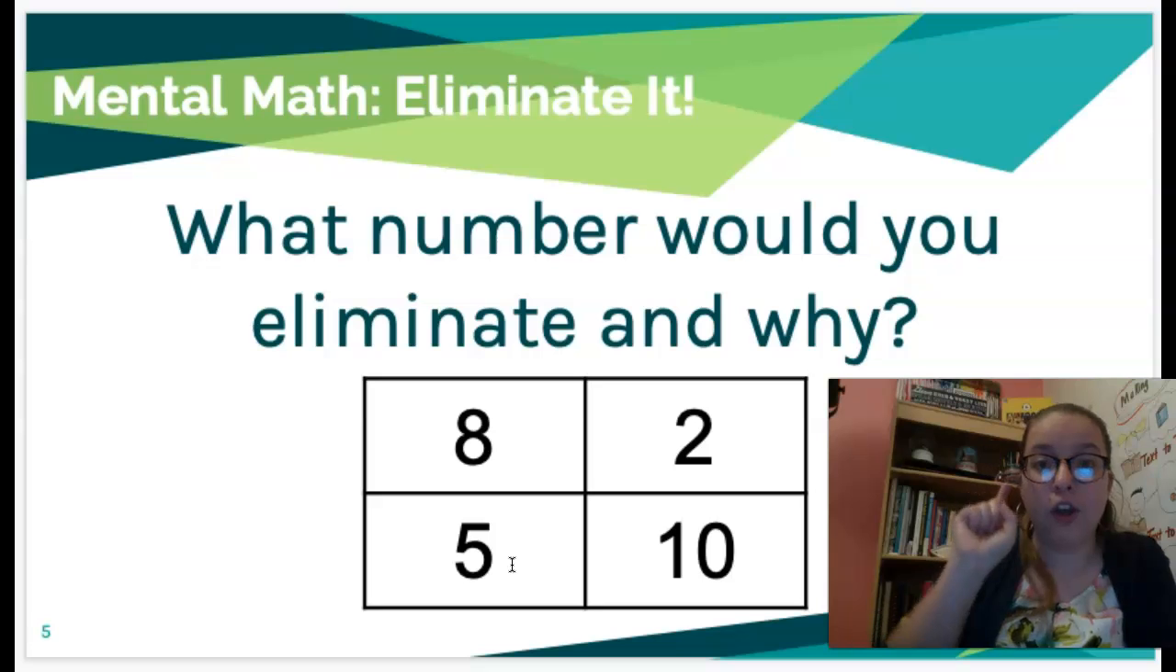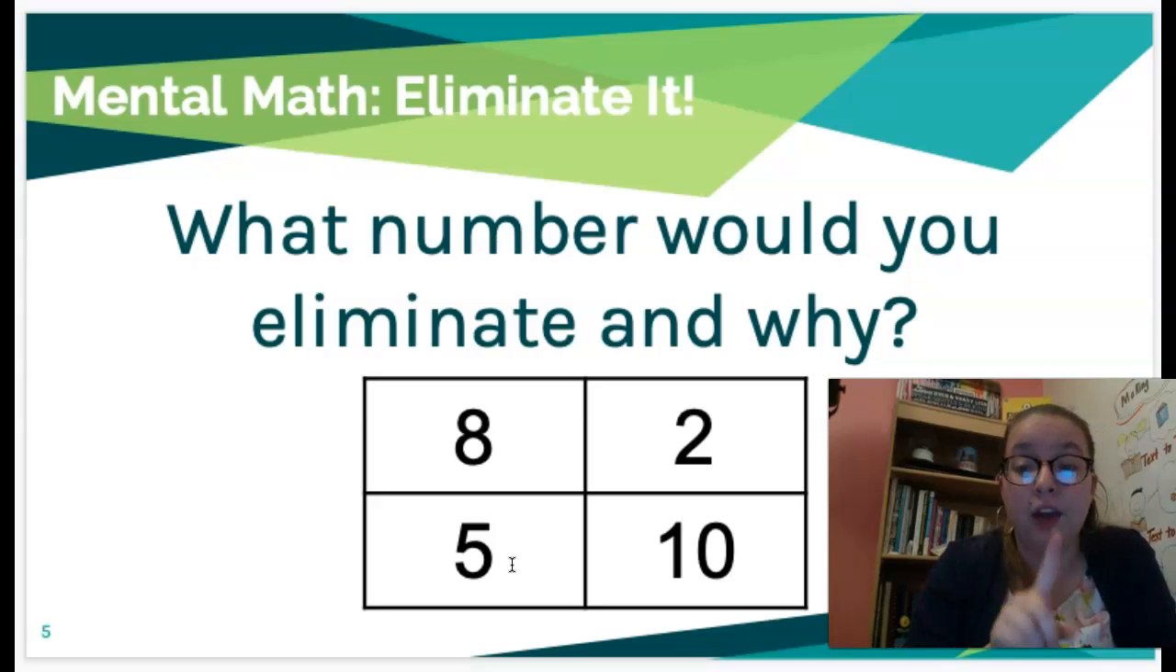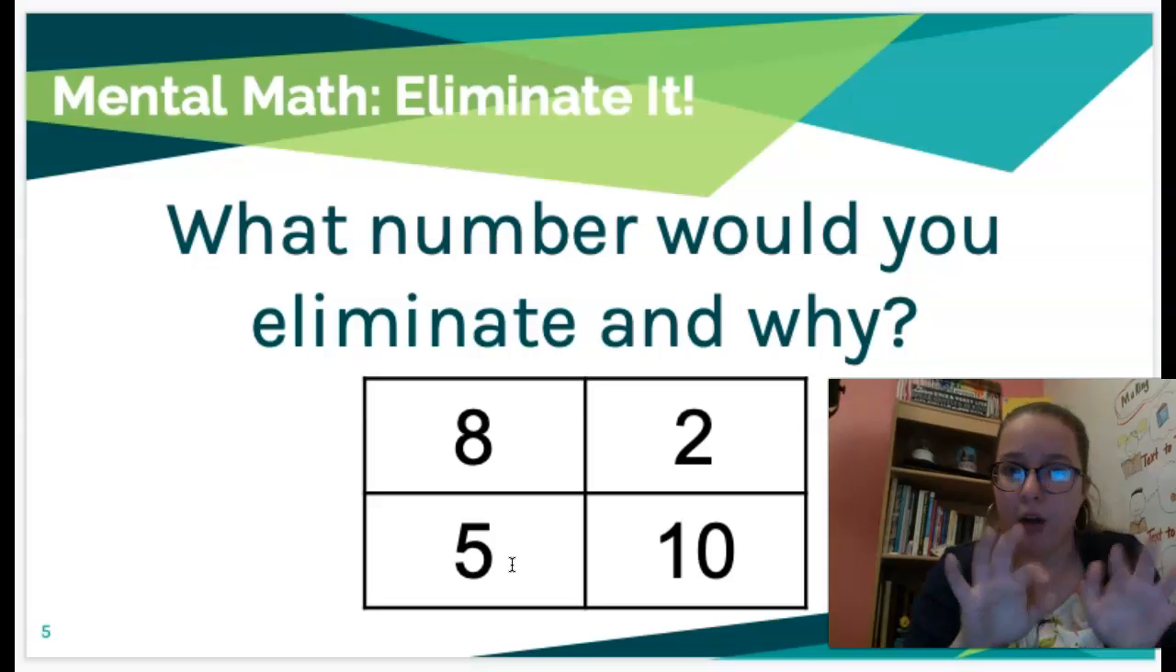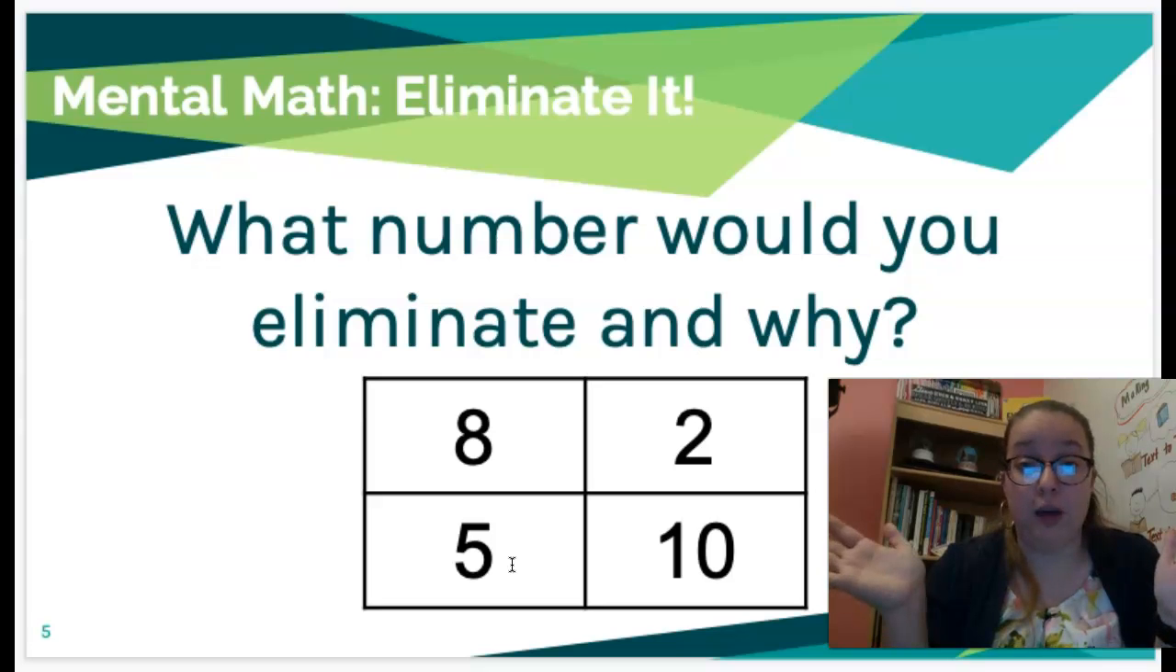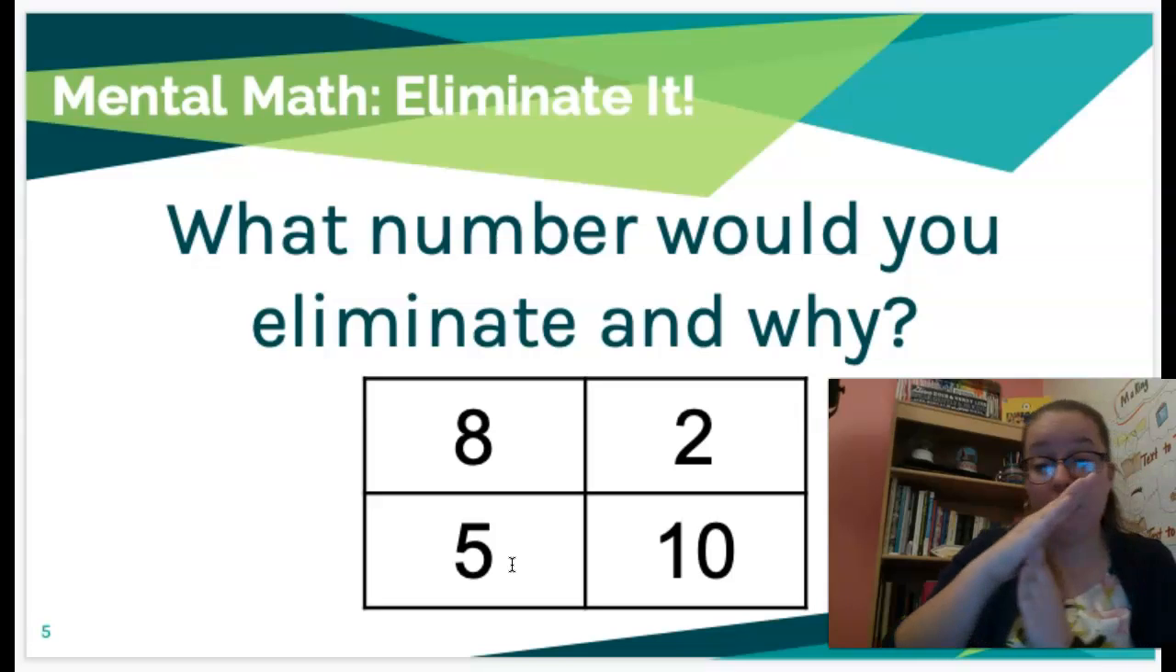What I would like you to do is go ahead and pause. After I say go, you're going to pause the video and go to Seesaw and write what number you would eliminate and give me a reason why. You can either record yourself doing this or you can type this out on a note. Alright? You think you can do that? Alright, go ahead and pause your video.